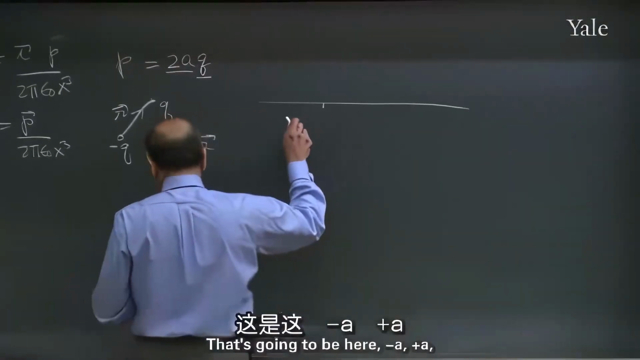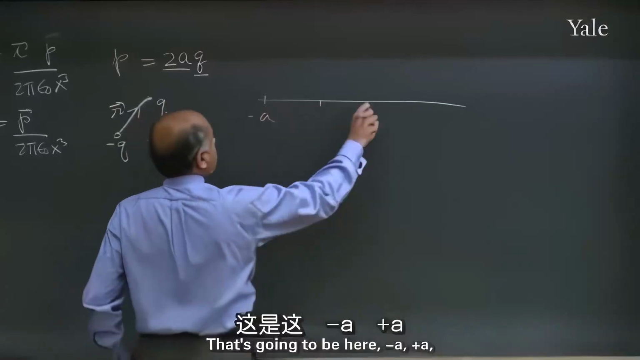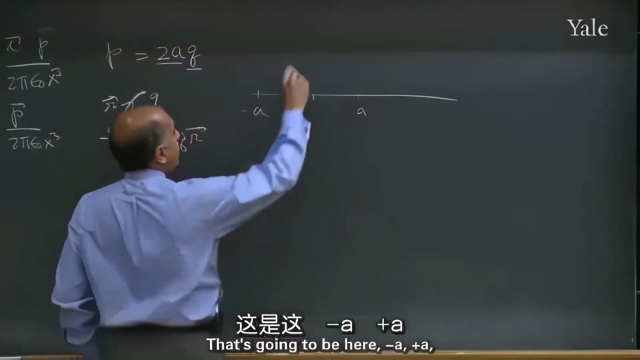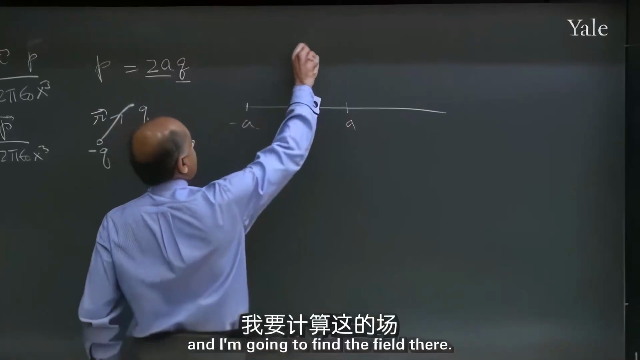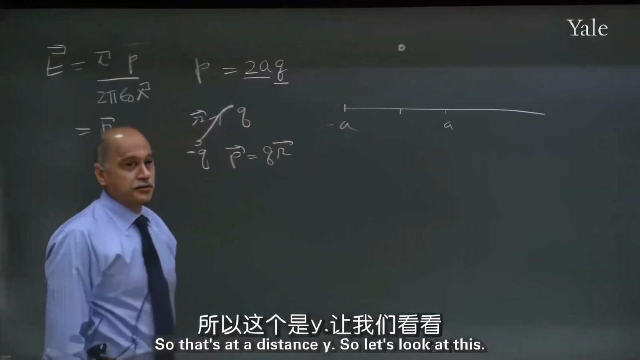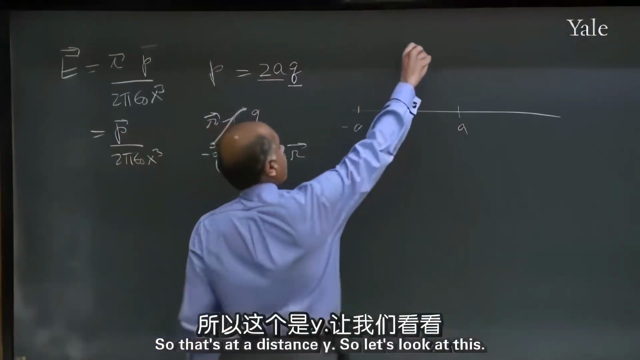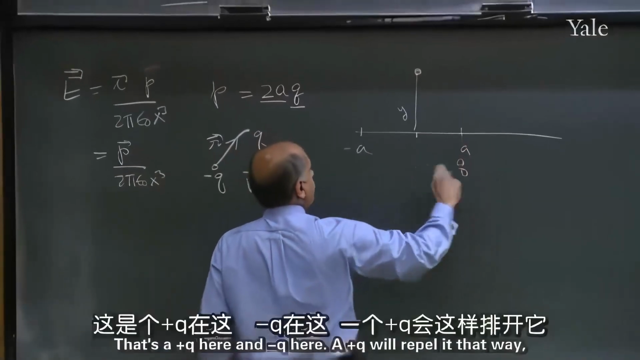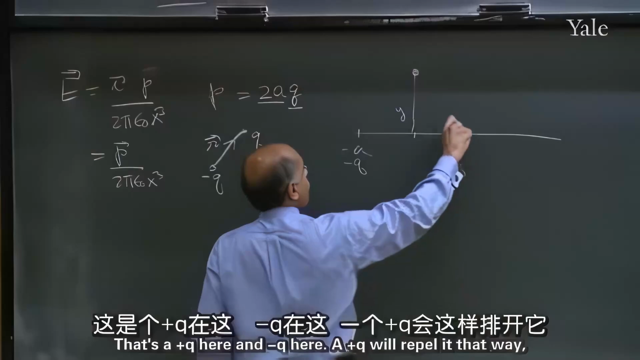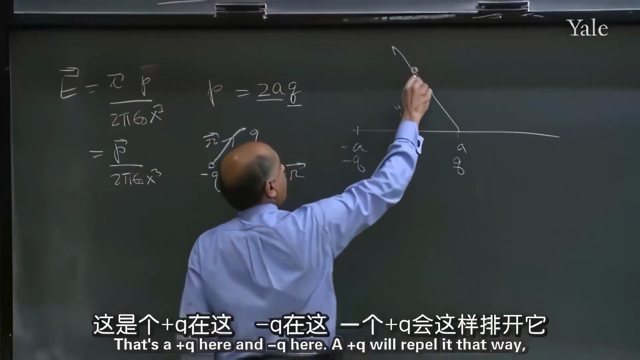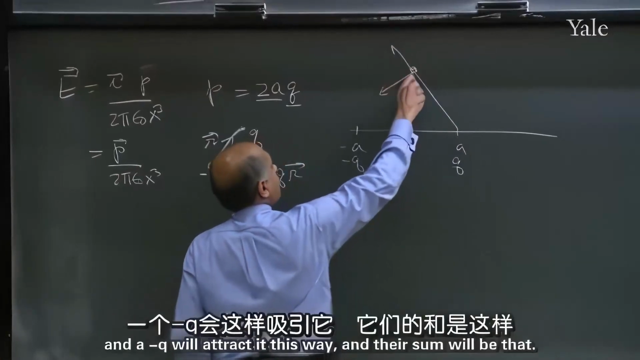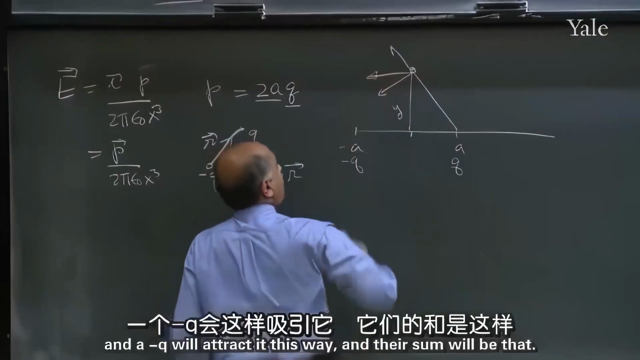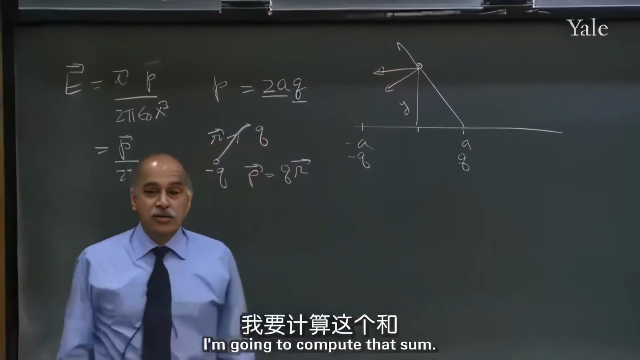That's going to be here, between minus a and plus a, and I'm going to find the field there, at a distance y. So let's look at this. That's a plus q here and a minus q here. Plus q will repel it that way, and the minus q will attract it this way, and their sum will be that. I'm going to compute that sum.